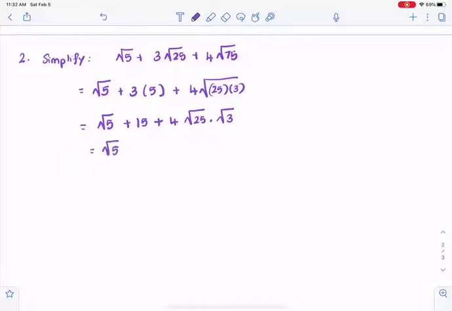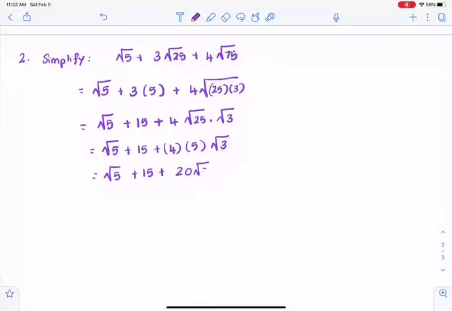Square root of 5 plus 15, plus 4 square root of 25 is 5 times square root of 3. Square root of 5 plus 15, 4 times 5, 20, square root of 3. That is the best we can do because we can't combine it any further in terms of simplification.